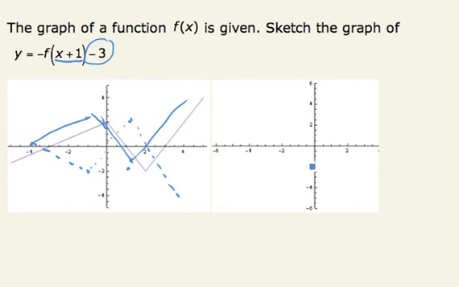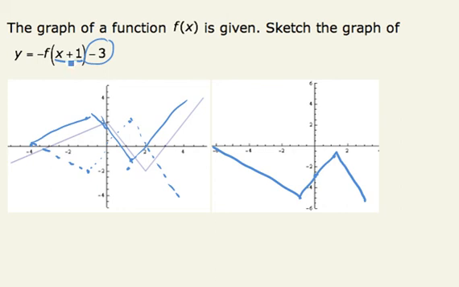So this point becomes -1, -5. So at -1, -5, that's going to be that low spot on the graph. The intercept moves down to -3. This point is going to drop down to 1, -1. So the new graph is going to look approximately like that. So this is going to be the final graph.